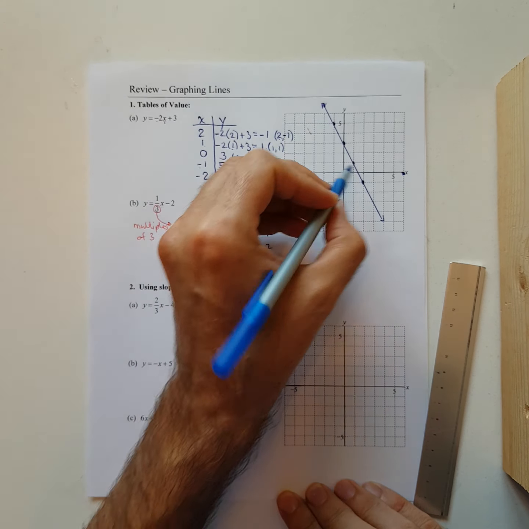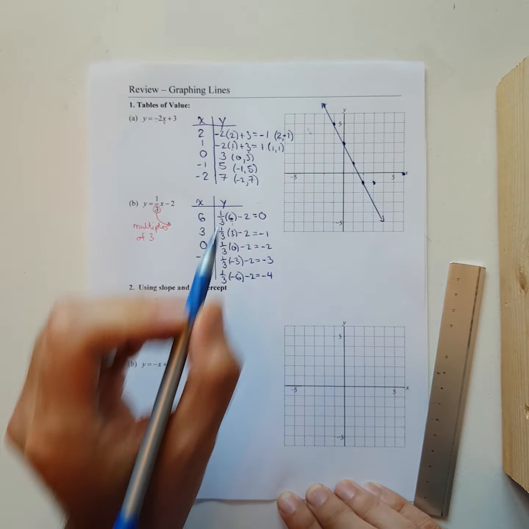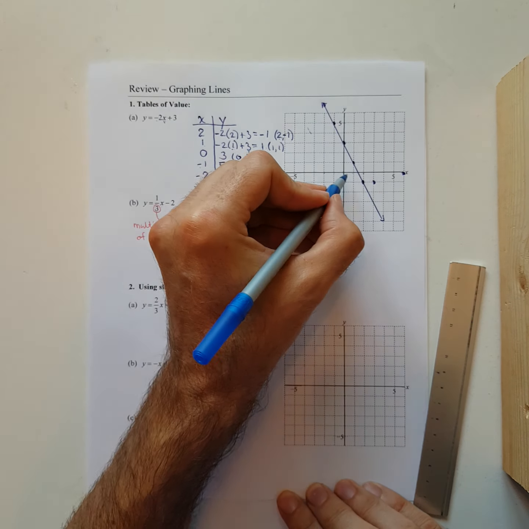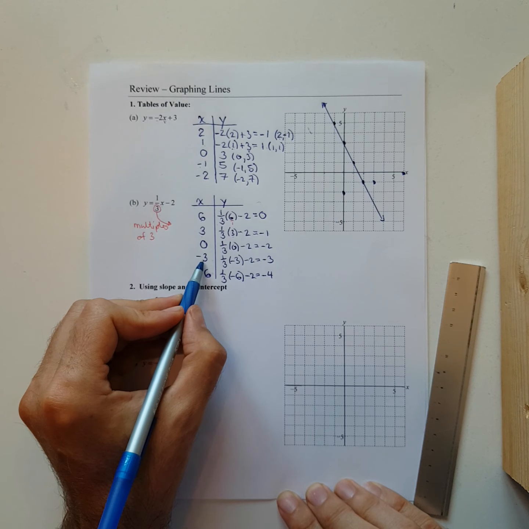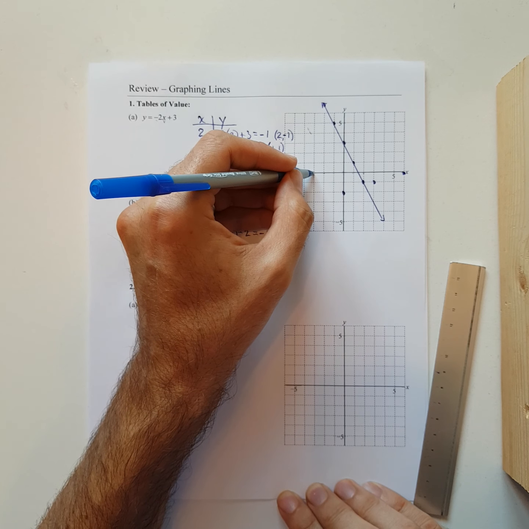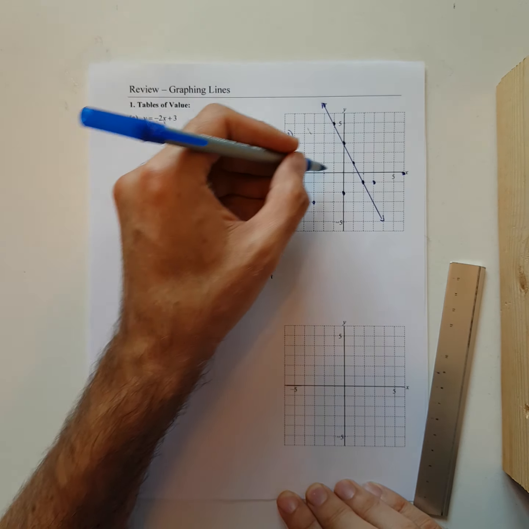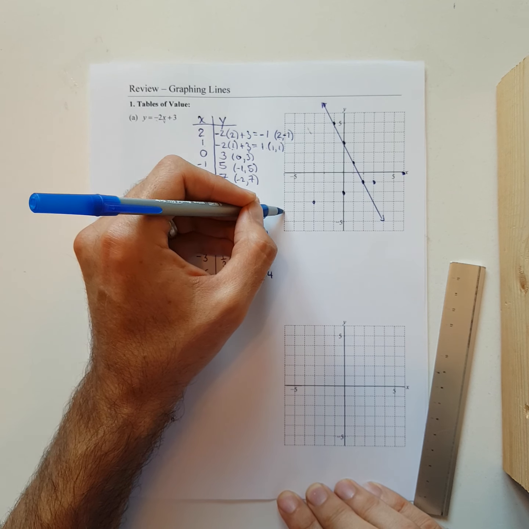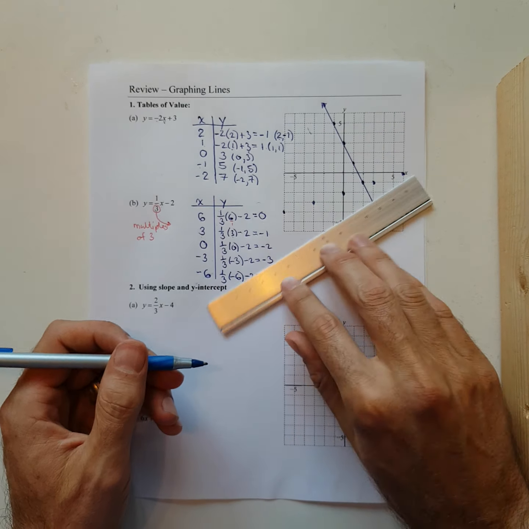I then have 3 and -1, so 1, 2, 3, and -1. There's my next point. 0 and -2, so not moving left or right, but going down 2. I then have -3, so to the left 3, and -3, down 3, and lastly -6, and then -4. So all 5 points just fit on the graph.